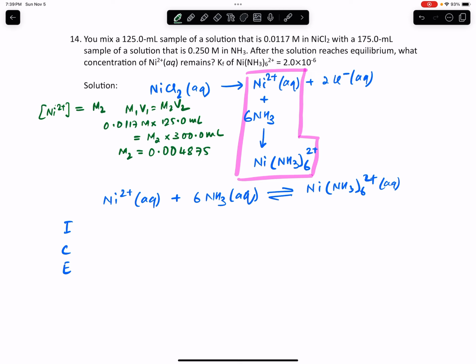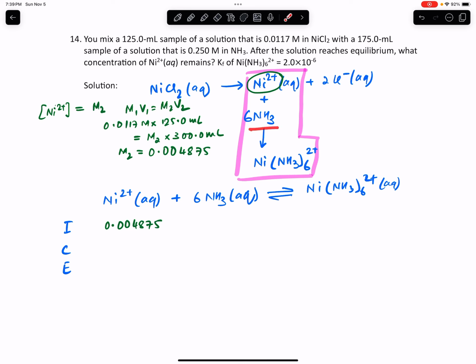Okay, so that's the concentration of nickel 2 plus. That's my initial concentration of nickel 2 plus. Let's go ahead and put that down out here. So that's 0.004875 molar.